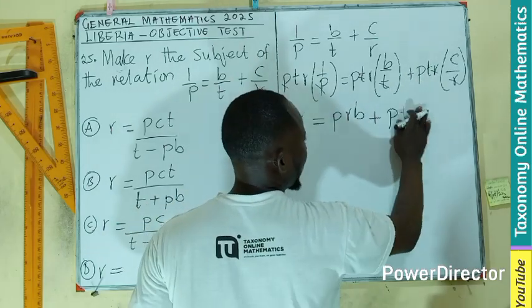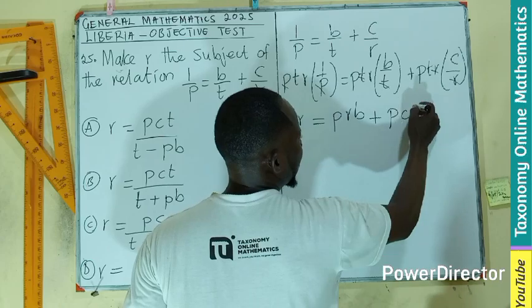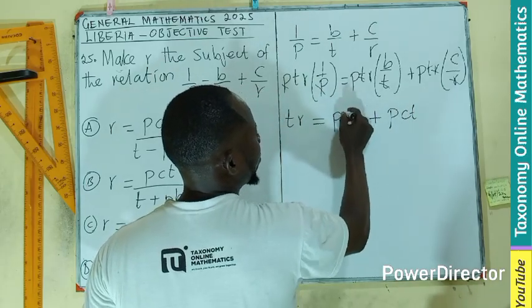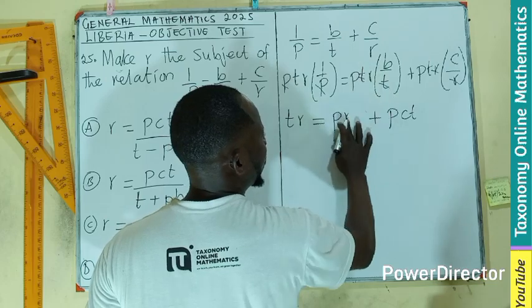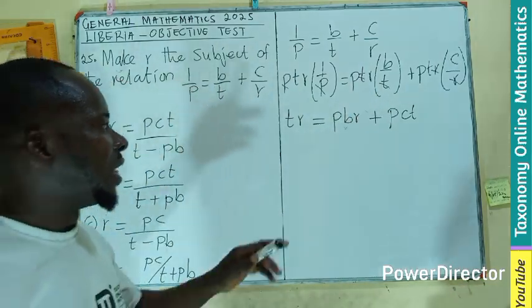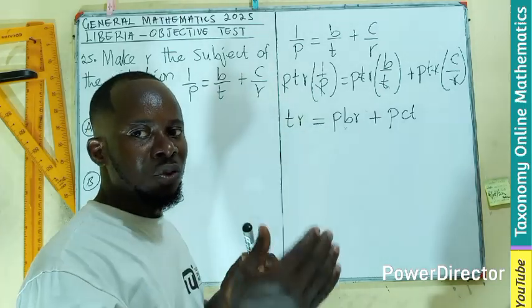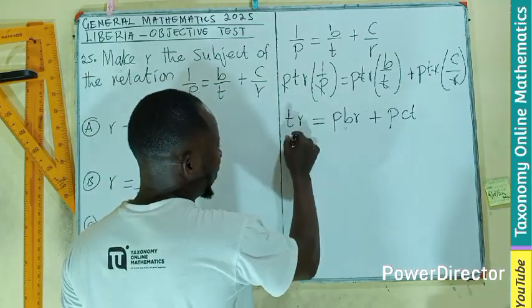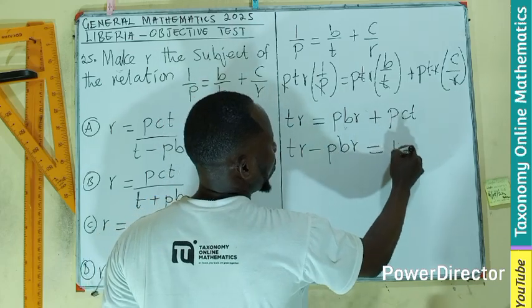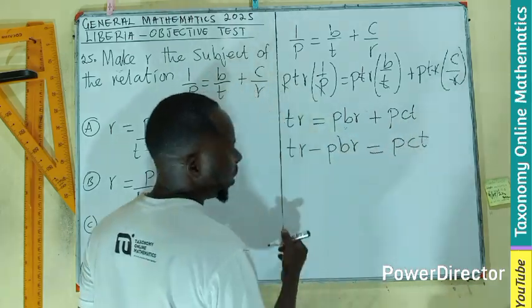Or let's take it in alphabetical order as PCT. Then you have PBR, right? Okay. Now we need the R, which is now in two places. So we group like terms. I'll be having TR minus PBR equals PCT.